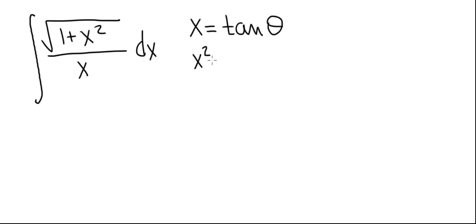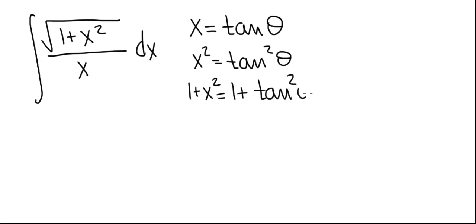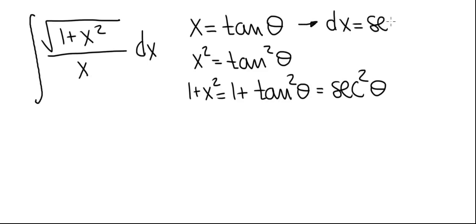Squaring both sides, x squared is tangent squared of theta, and 1 plus x squared equals 1 plus tangent squared of theta, which is secant squared of theta. That's a trig identity. And then differentiating both sides here, dx is equal to secant squared of theta d theta. Let's return to the integral and express the functions of x in terms of functions of theta.